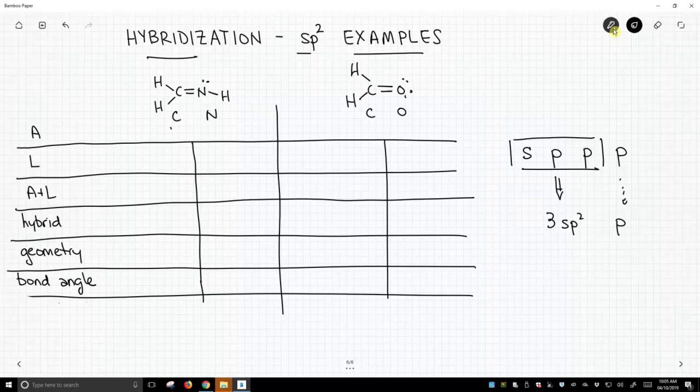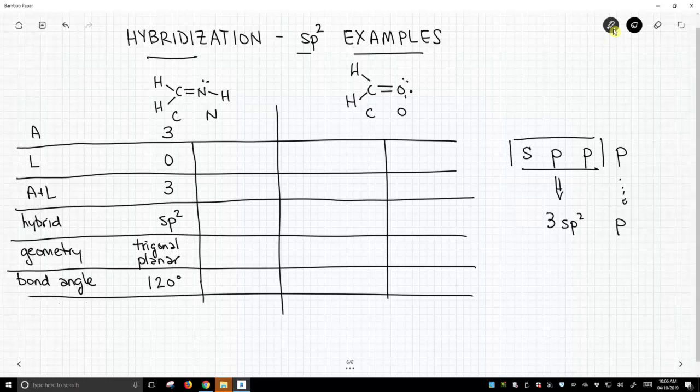Now, over here on our molecules, this first molecule, we have a carbon. That carbon has 3 attached atoms, 2 hydrogens and a nitrogen. So that'll be 3 attached atoms. It has 0 lone pairs. So A plus L equals 3. We need 3 hybrids. sp2 hybridization gives us that situation. And then the geometry of this carbon is sp2 is trigonal planar. And we would predict the bond angle to be 120 degrees.